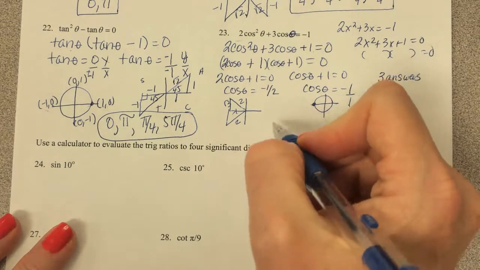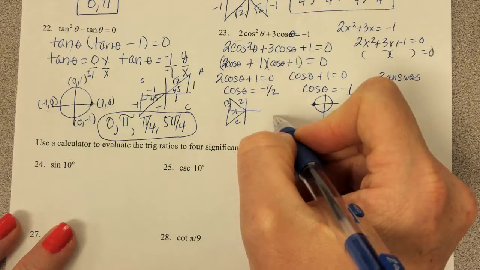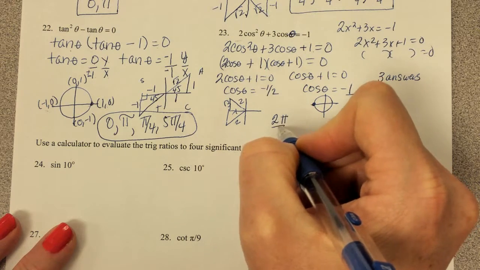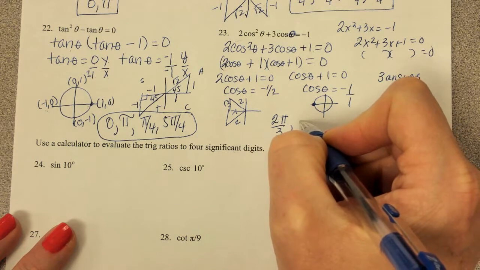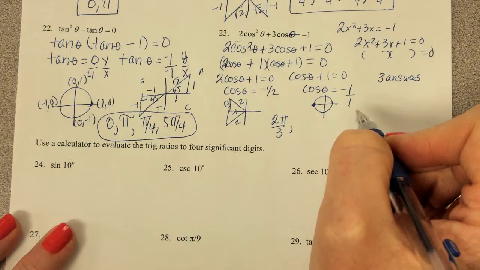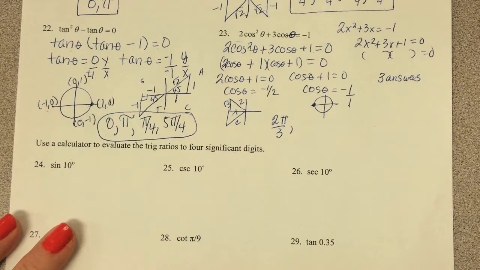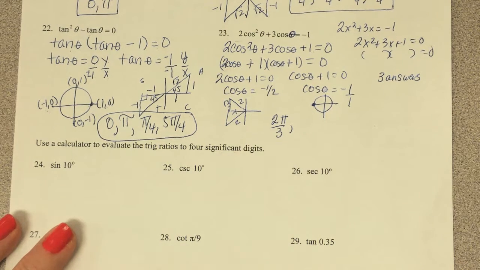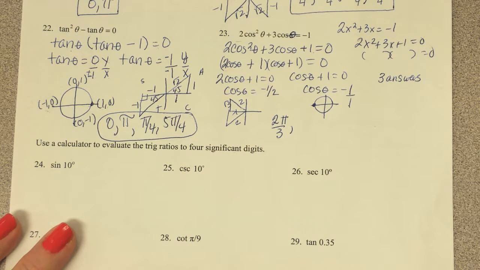Harish, what did you get? I got 2 pi divided by 3, 3 pi divided by 4, and then 7 pi divided by 4. Disagree with those last two. I do agree with the 2 pi over 3.